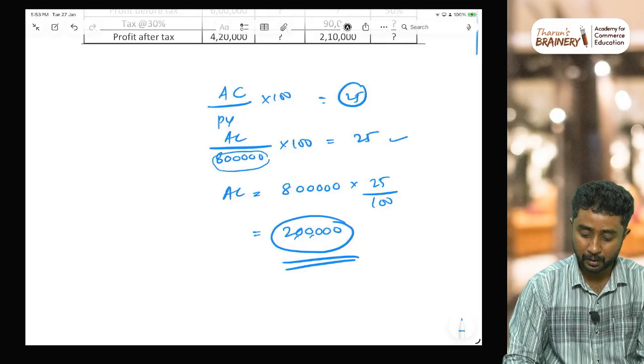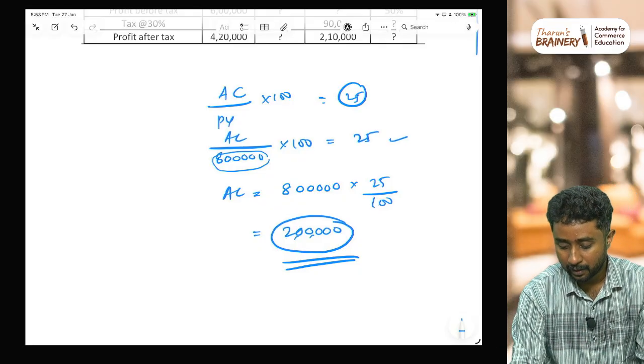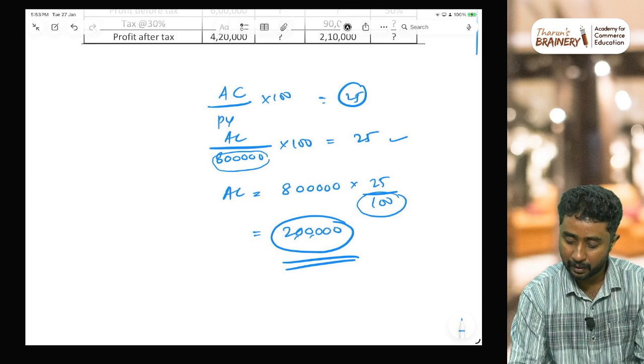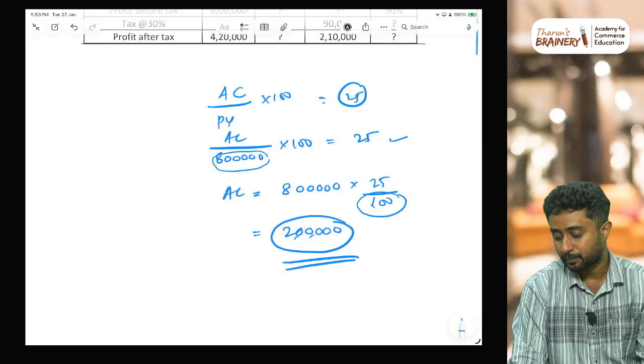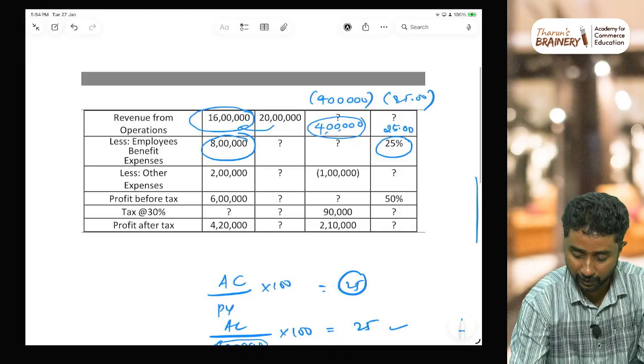Now absolute change, how to find? Bringing all the values to the other side. So 8 lakh here is into 100, so it will be divided by 100 and 8 lakh will go to the numerator part. That means 8 lakh into 25 will come. So this is the calculation. You are getting 2 lakhs. That means absolute change column's value is 2 lakhs.